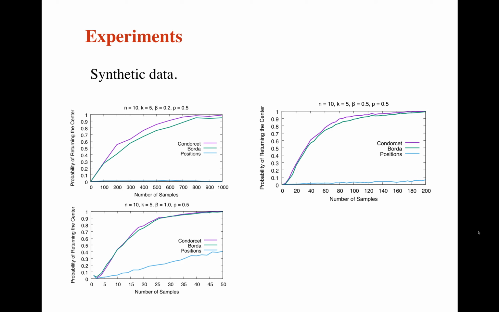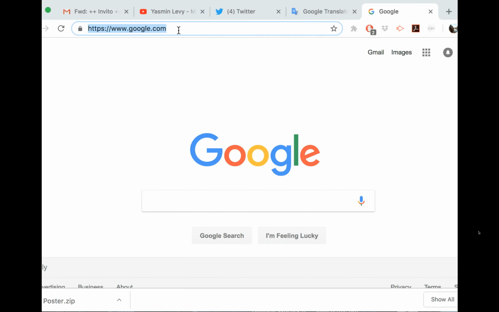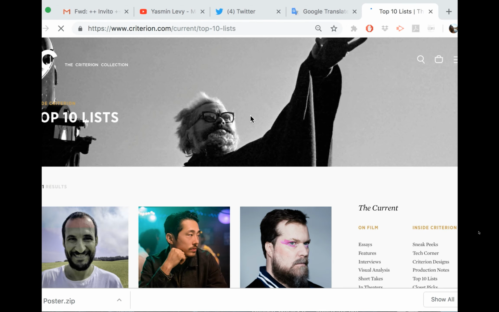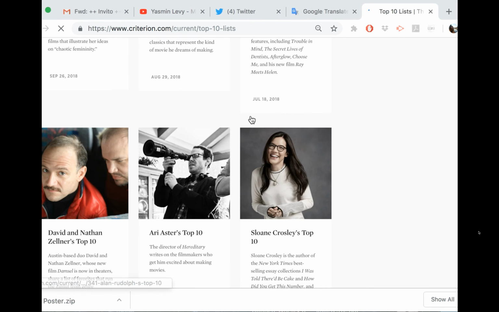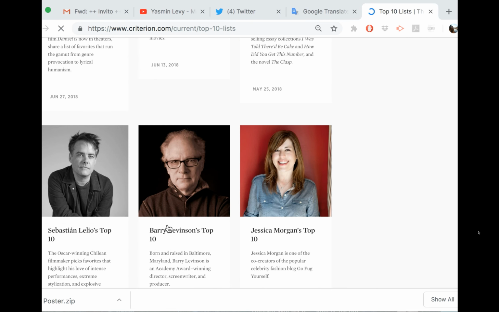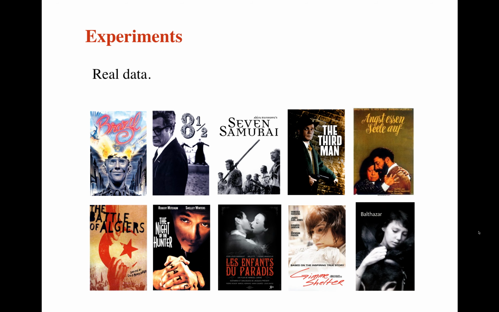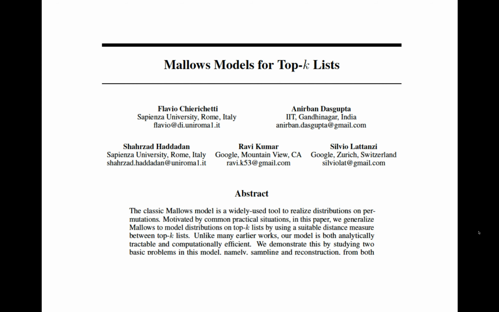We run our algorithms, we choose some centers, we run the Markov chain to generate data, and then we run the reconstruction algorithm to reconstruct the center again. Then we go to this website on which the top K favorite movies of different important people in cinema are listed, and then using our algorithms, we reconstruct the top K center of the best movies of history. If you want to learn more about our results, please read our paper.